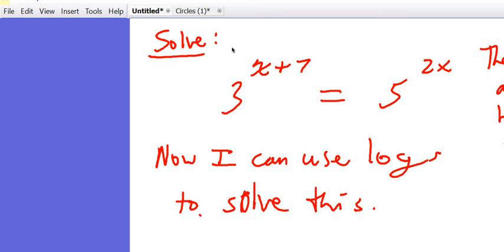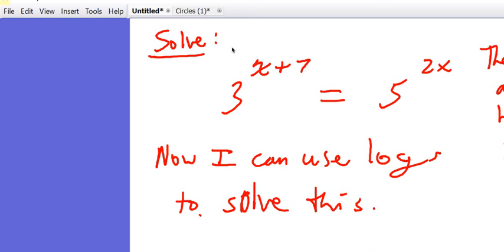So in this example, I said solve, and I want you to solve 3 to the x plus 7 equals 5 to the 2x. But there's an issue here. What is our issue? Different bases is the problem. Now, last week, we learned that if we had different bases, we converted to the same base. But we had to be able to convert to the same base. Can we convert 3 and 5 to the same base? No, because they're already prime. They are as simple as they can get.